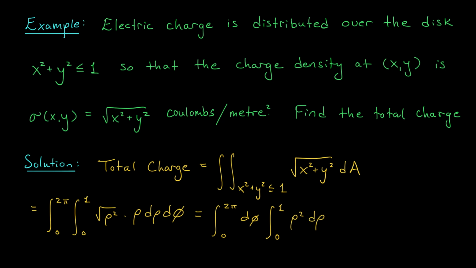It's not too hard to see that this first integral will evaluate to 2 pi, and for our second integral, an antiderivative with respect to rho is rho cubed over 3. We evaluate from 0 to 1. This gives us a total charge of 2 pi over 3 coulombs.